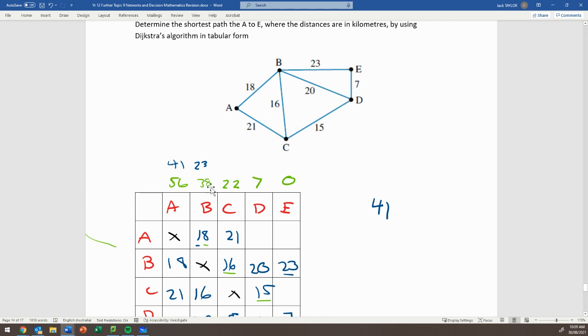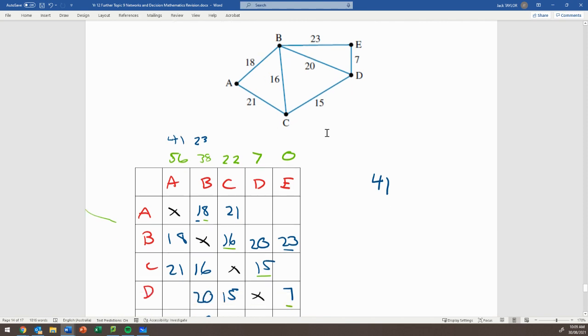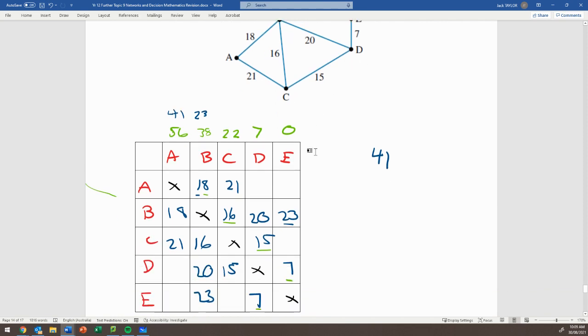So whenever you're doing Dijkstra's algorithm in tabular form, double check by looking at the actual network itself.